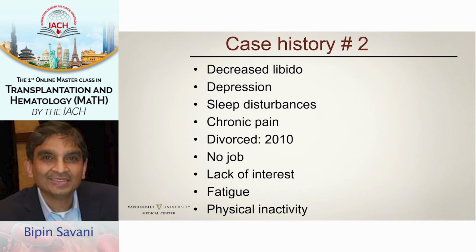This slide summarizes her psychosocial issues: decreased libido, depression, sleep disturbances, chronic pain, divorce in 2010, no job for some time, lack of interest, chronic fatigue, and physical inactivity. The good news is she's back to work. She's now a full-time administrative assistant, works 40 hours a week, and is able to work on a computer with scleral lenses and hip replacement. She's off the wheelchair now. She's no more on oxygen.